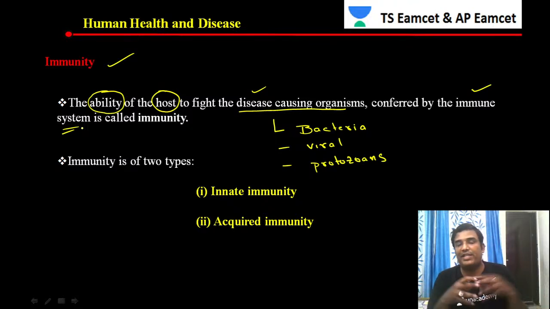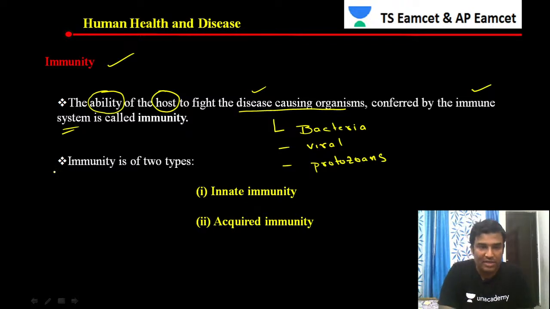Ability of the host to fight the disease causing organisms is known as immunity. So what are the disease causing organisms? We were already discussing this previously. The disease causing organisms can be bacteria, viruses, protozoans, or helminth parasites. Against these organisms, the host is fighting by using the immune system that already exists inside the human body. That is called immunity.